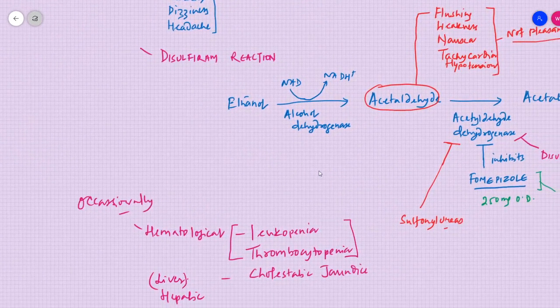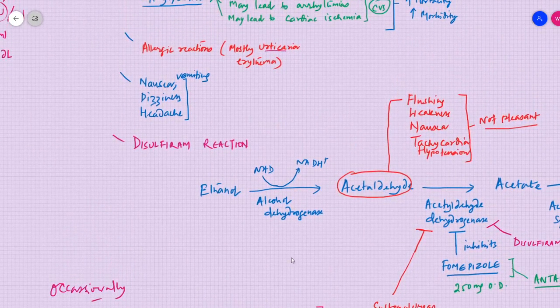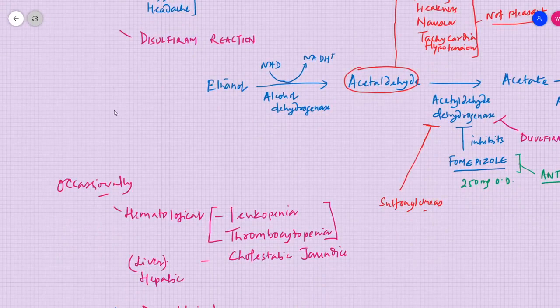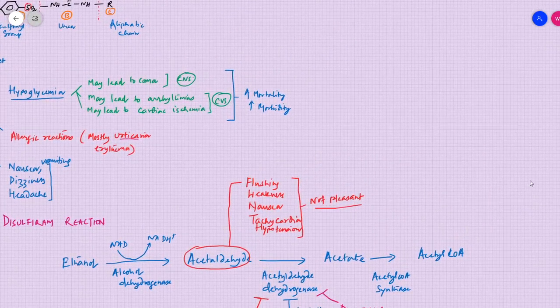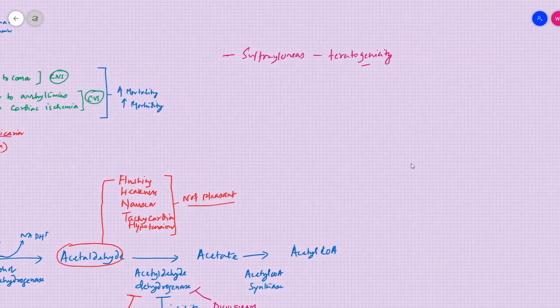There is one more adverse reaction that would be useful if we can list it around here. So let's write it somewhere there. Another adverse effect would be, there is evidence that sulfonylureas cause teratogenicity. So what is teratogenicity? These are basically abnormalities in the developing fetus. So what are the abnormalities that are seen?